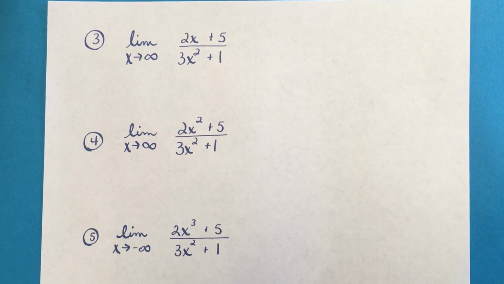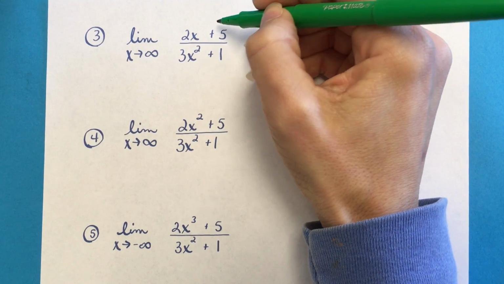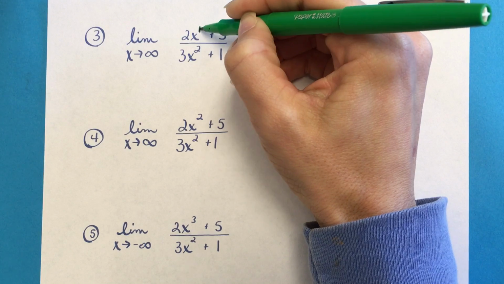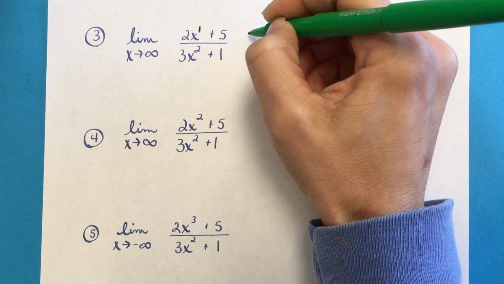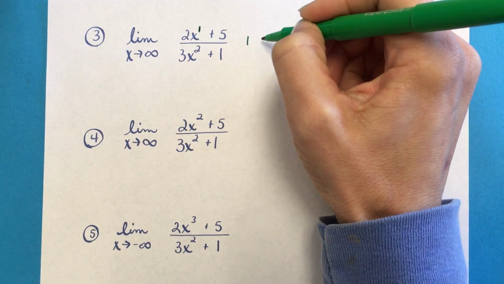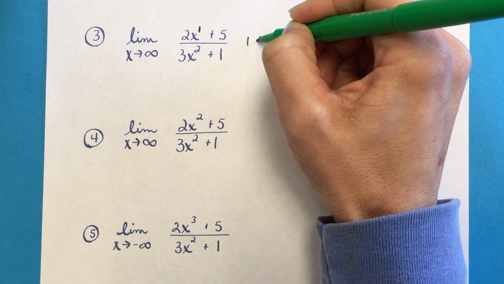Okay, so the first one that you see here, in all three of these situations you need to determine the degree of your numerator and the degree of your denominator. The degree of my numerator would be 1, because that x that I have here is understood to be to the first power. So I've got a 1. And then the degree of my denominator is going to be 2. So what you would say is that 1 is less than 2.